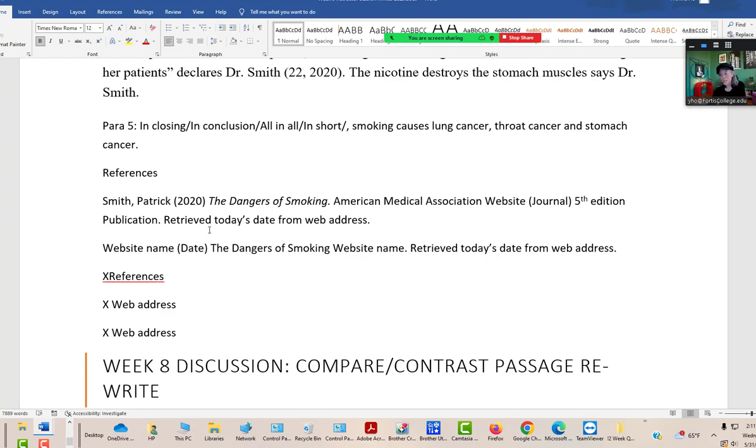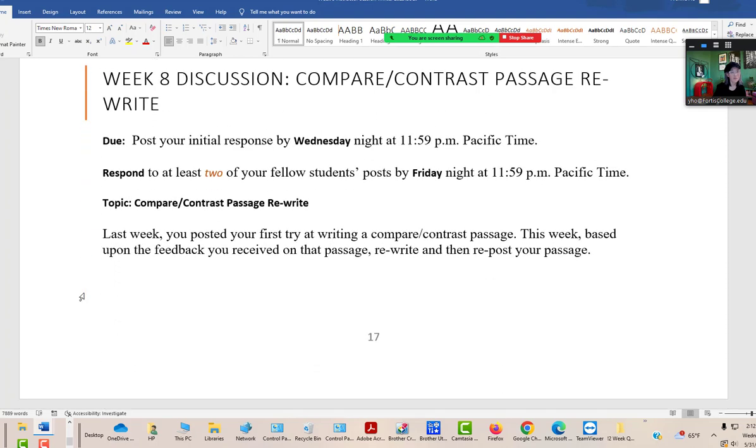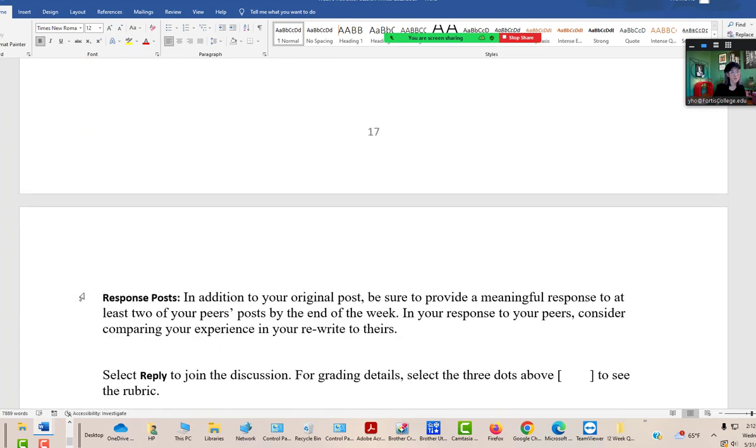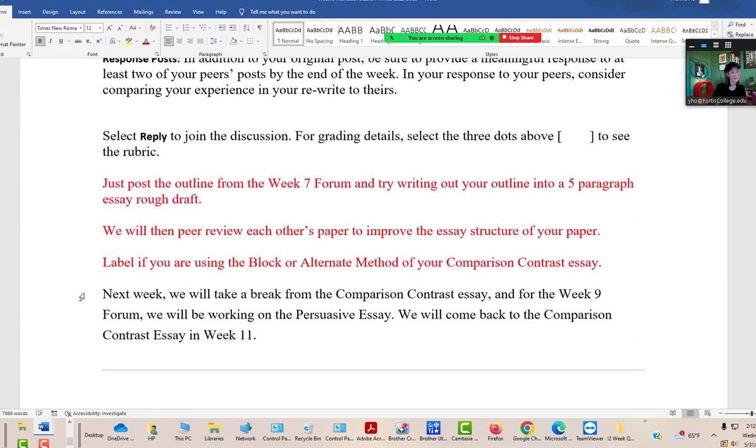So you retrieved, today's date is May 31st. Wow, I can't believe it's almost June. It went so fast. May 31st, 2023, from www dot whatever your database address is. And so that is correct, and make sure that you have a left hanging indent and that your references are in alphabetical order. And so here you have your week 8 discussion where you're going to rewrite your essay.